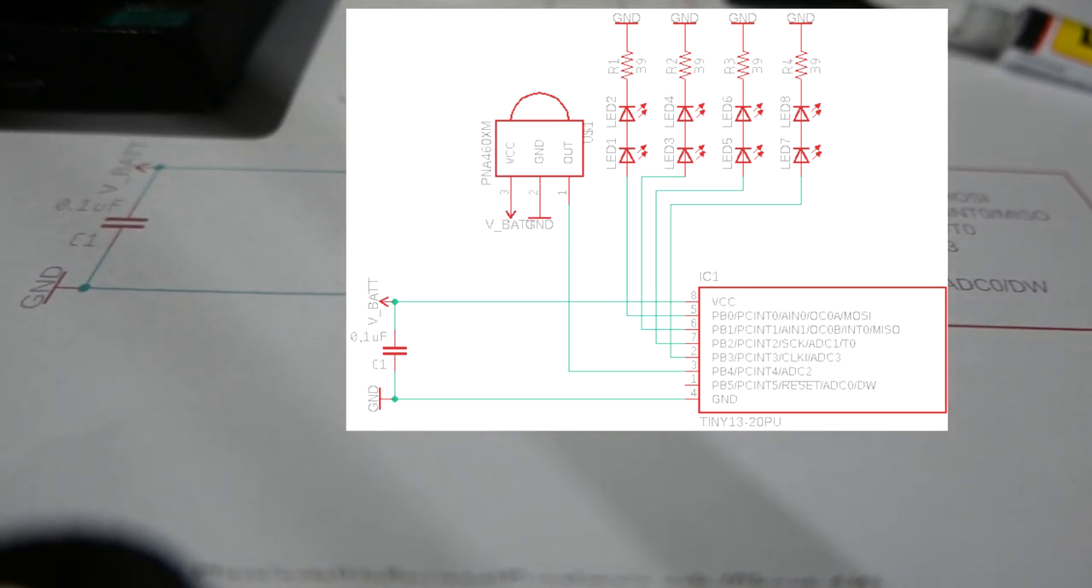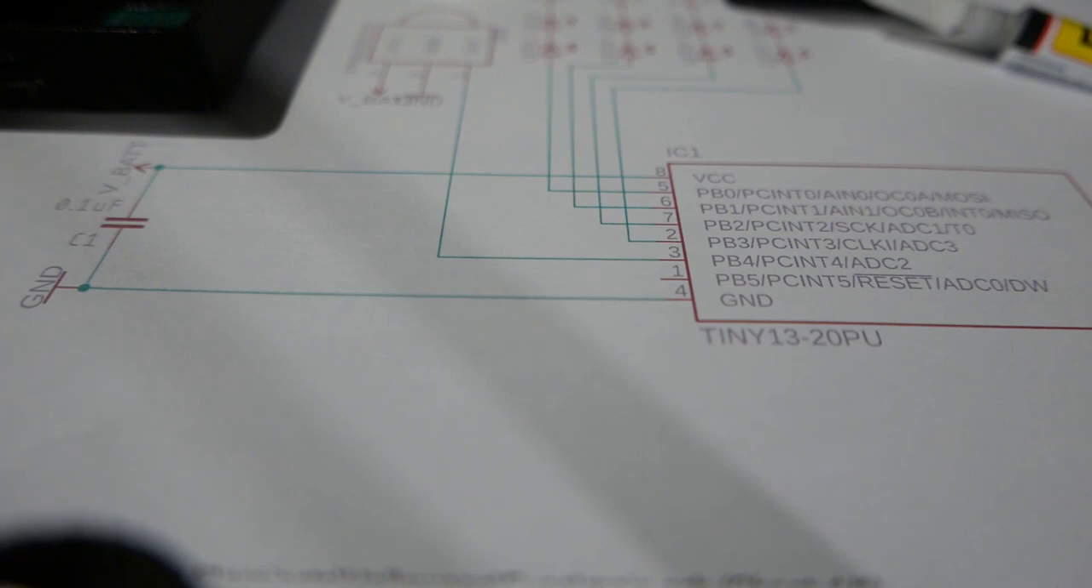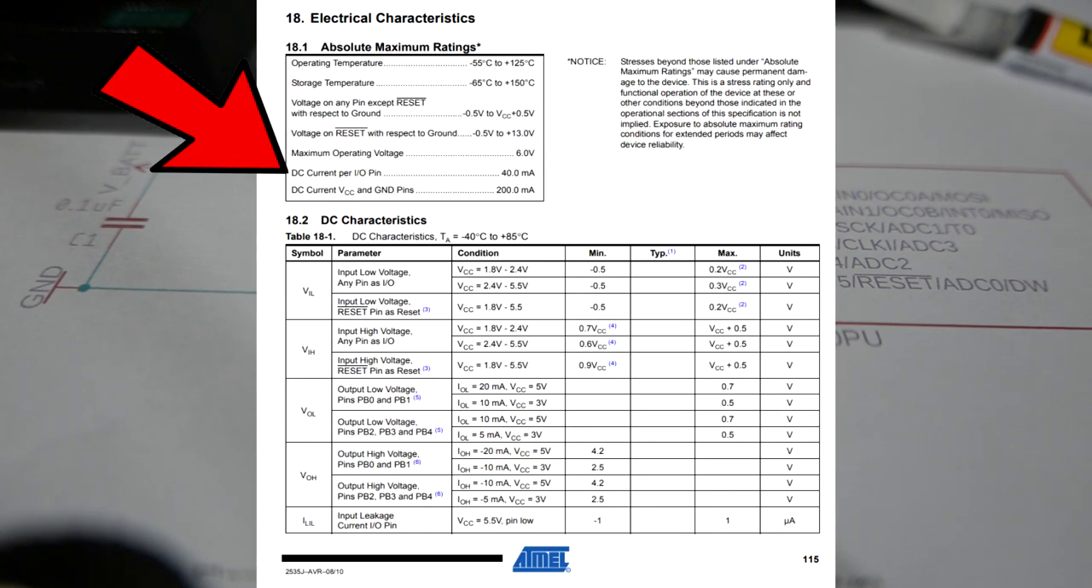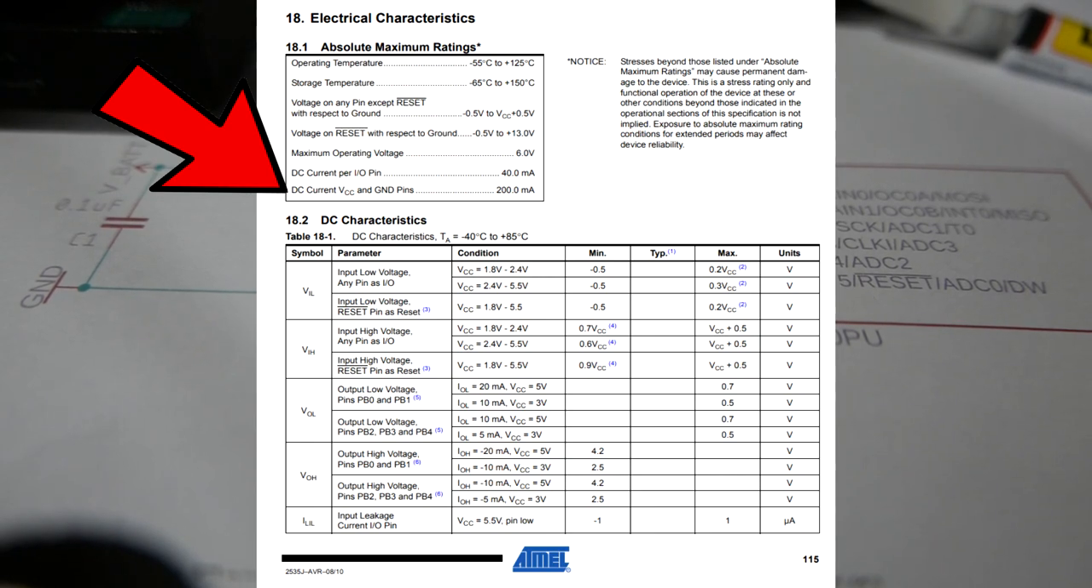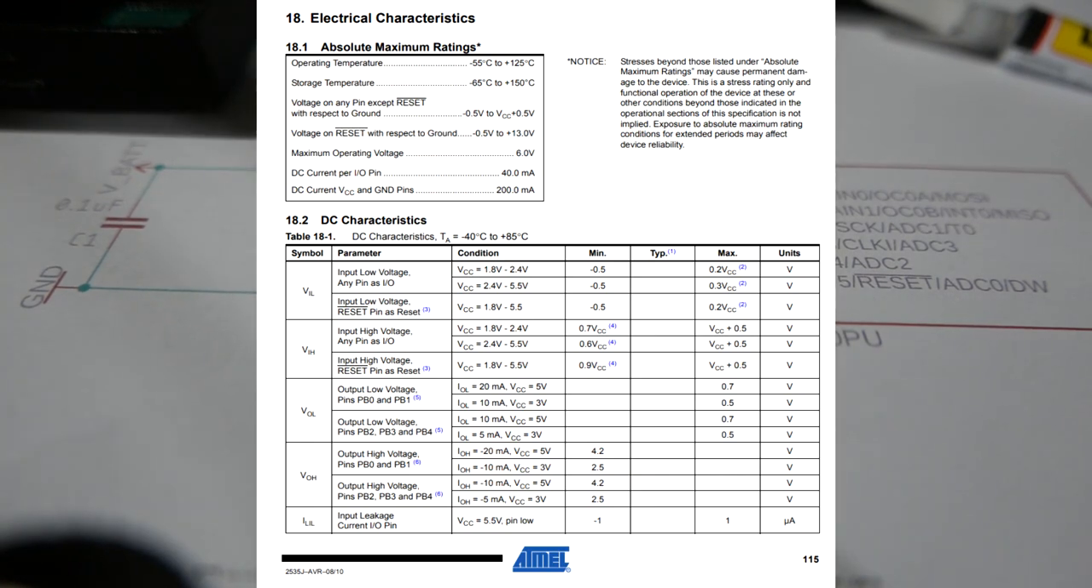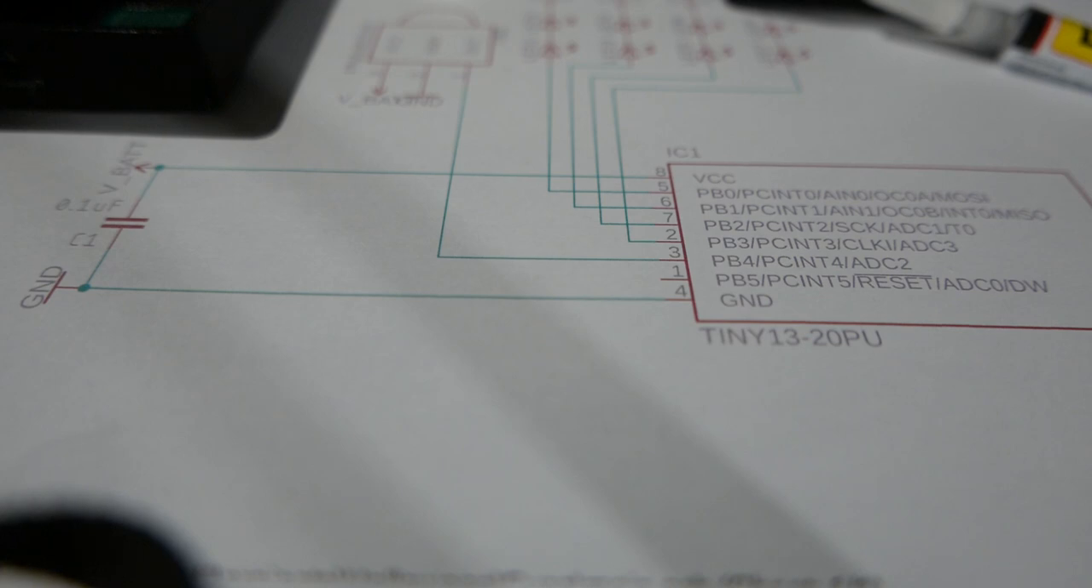But since we're going to be drawing 20 milliamps per pair, that is within the ratings of the microcontroller. If we're looking at the maximum ratings, the DC current per I/O pin is rated quite high on the Tiny13 at 40 milliamps. And the LEDs are going to be drawing half of that, so it should be safe. And then the maximum current for the entire microcontroller is rated at 200 milliamps, and again, I will be less than half of that, so that should be fine for this circuit. But for anything larger than this, you probably want to use a transistor.